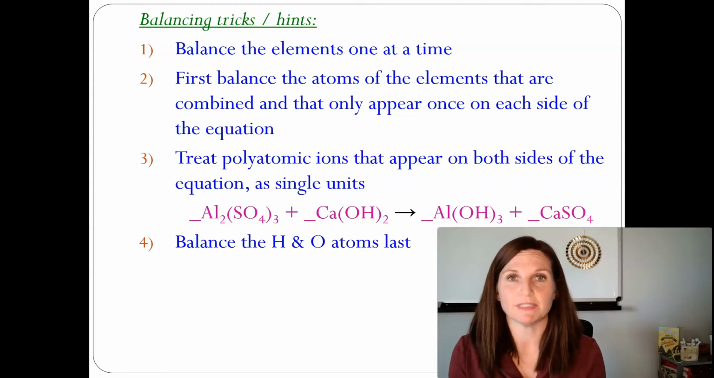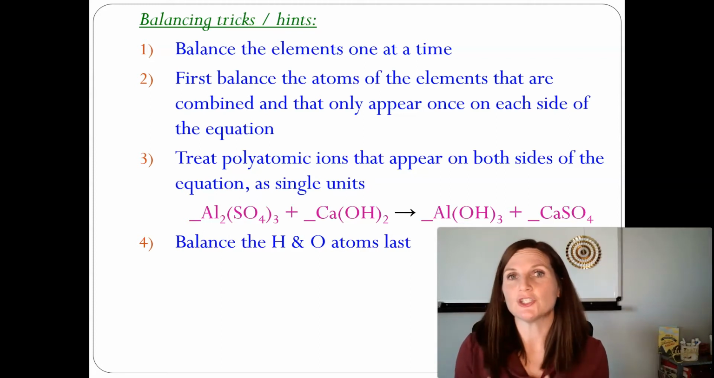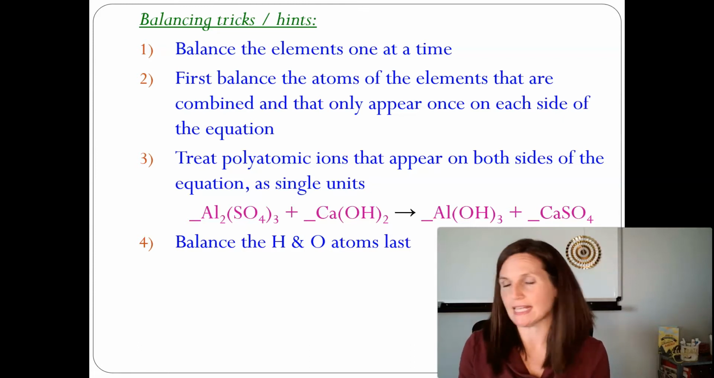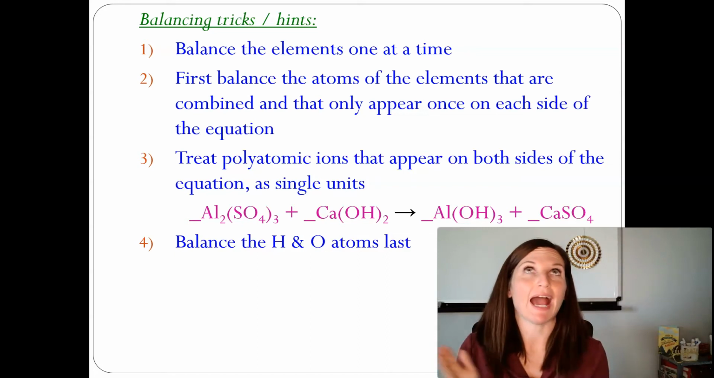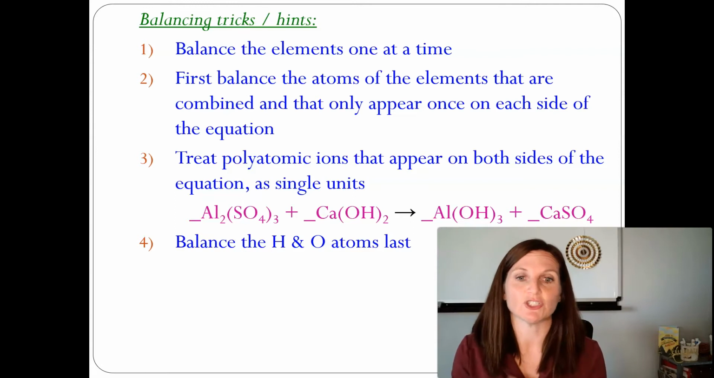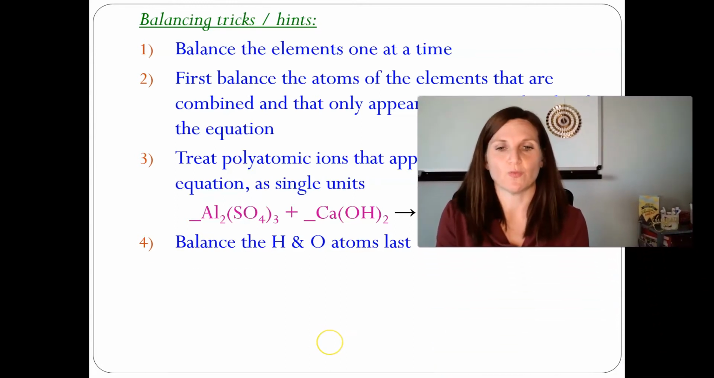The trick is just that we want to treat our hydrogens and oxygens at the end. We want to keep them till the end because they tend to work themselves out. That just happens to be what happens as you balance the other elements that are in your chemical equation. You happen to balance out and right the oxygens and hydrogens, or at least get them much closer to being correct if you just wait.